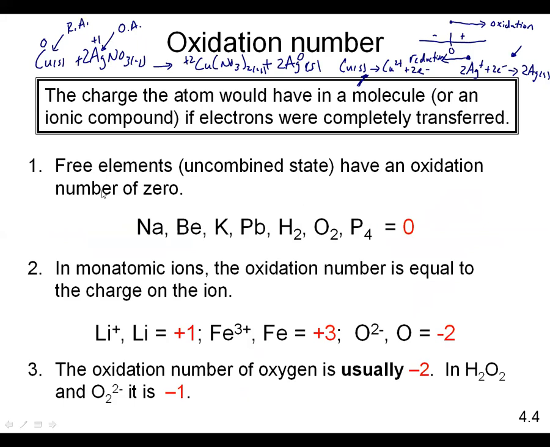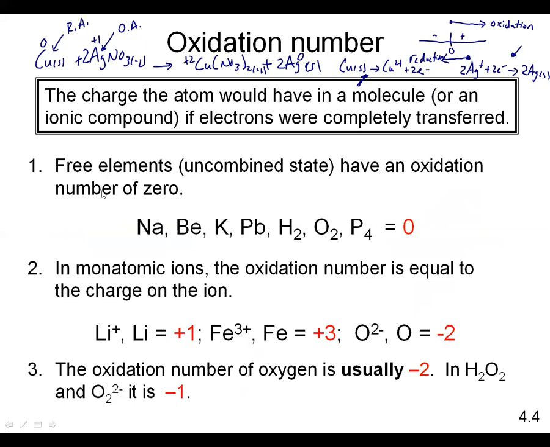If you have anything that is uncombined by itself, like the metals that we saw, like H2, O2, the way they naturally come uncombined, they will always have an oxidation state of 0. So that's why the copper up there that was by itself had an oxidation state of 0. The silver on the right-hand side that wasn't combined with anything has an oxidation state of 0 as well.